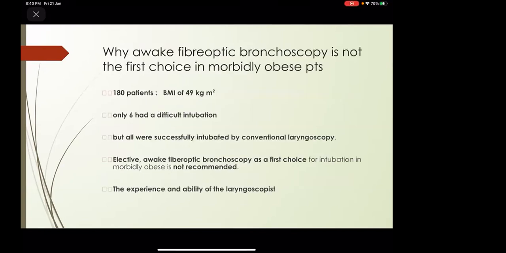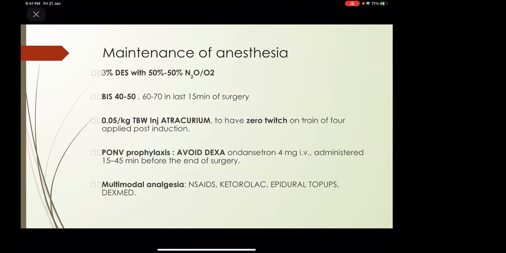Now, why is awake fiber optic not our first choice? There have been various studies done, like 180 patients of 50 kg, 50 BMI, only 6 had difficult intubation, and all were successfully intubated by conventional laryngoscopy. So elective awake fiber optic bronchoscopy as first choice for intubation is not recommended, but ultimately the experience and ability of the laryngoscopist are the determinants.